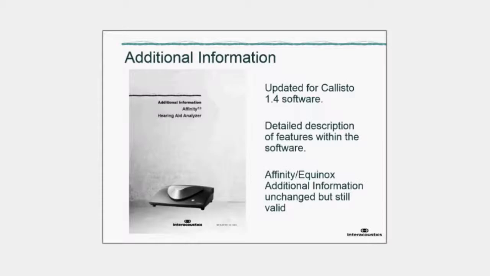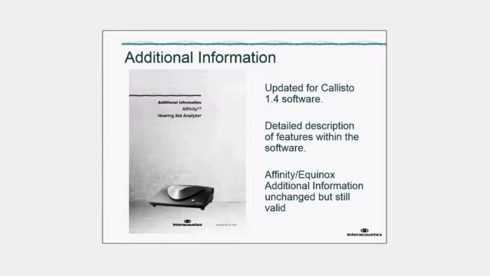The additional information has been updated for Callisto, and the decision was taken that we would make an individual additional information for Callisto and a combined additional information for Affinity Equinox. This is a detailed description manual of all the features within the software and how to run and perform different tests.